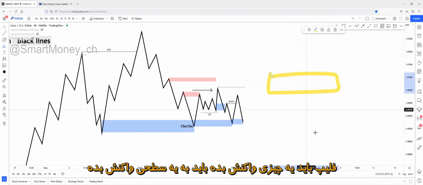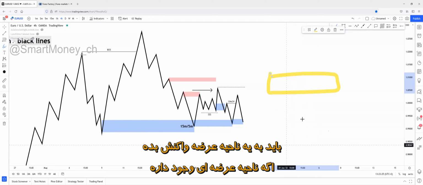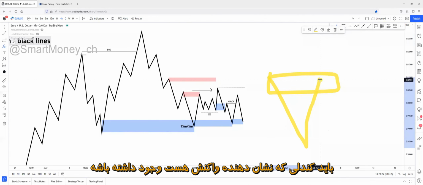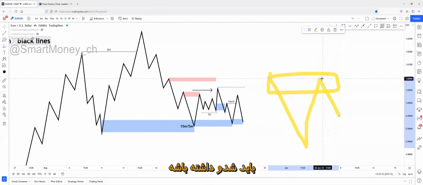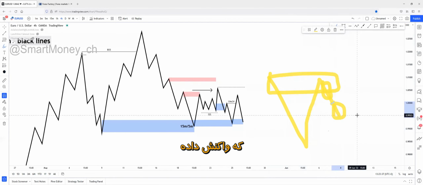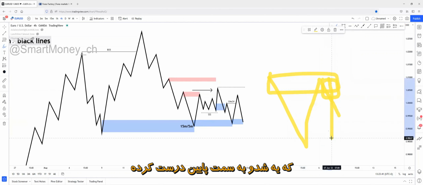A flip has to react on a zone. For example, a supply to demand flip has to react on a supply zone. If there's a supply zone, price has to react on this supply zone. There has to be a reactional candle. There has to be a wick that has reacted on this candle. It doesn't have to create several candles that have reacted. It can be just one candle right here that has created a wick to the downside.